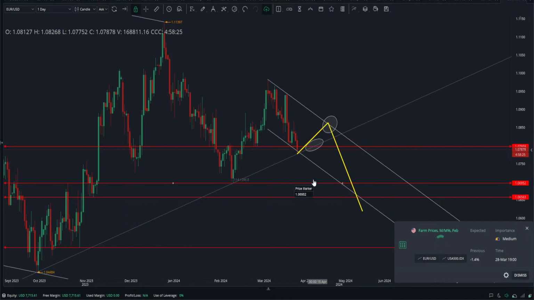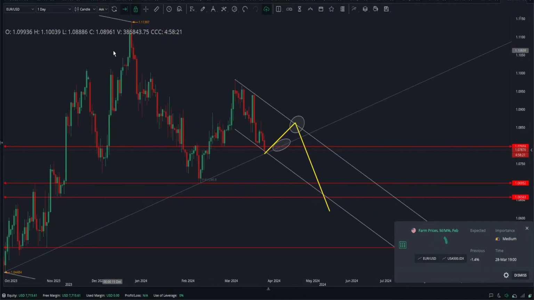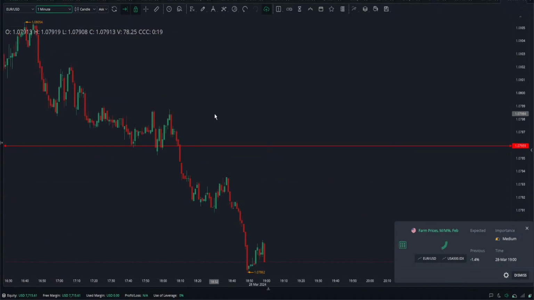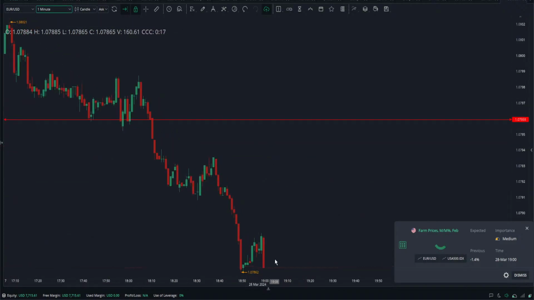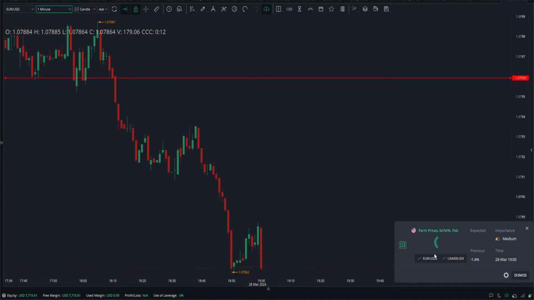I just want to see how the market reacts to this news. 1.0787 is where the price is trading right now. Let's go to 1 minute. So it started falling from here. Although the news is not out yet on our platform, at least it is not out yet.